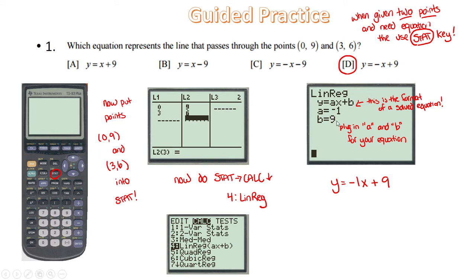So A is -1, B is 9. I followed the format of AX plus B. And then my answer choice, they just didn't write the 1. But since they kept the negative sign, there's an understood -1 in front of X. So that's my first answer. These are your easy questions for today. Let's see how your hard questions work for today.